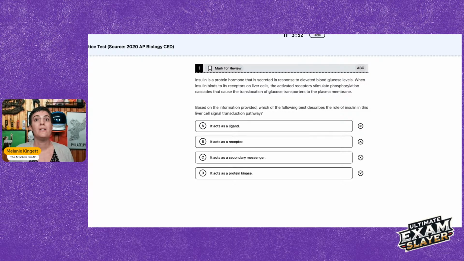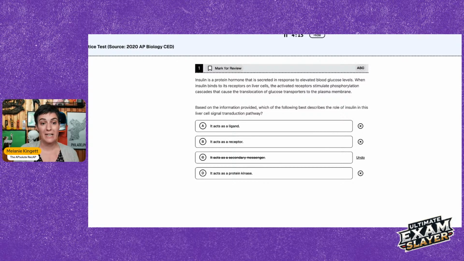So what is the role of insulin in this particular example? I see a lot of people choosing A. Some are choosing B. Let's cross out some choices. It acts as a secondary messenger. Well, that's not possible because a secondary messenger would need to enter the cell. We have extracellular binding here, so that's not true.